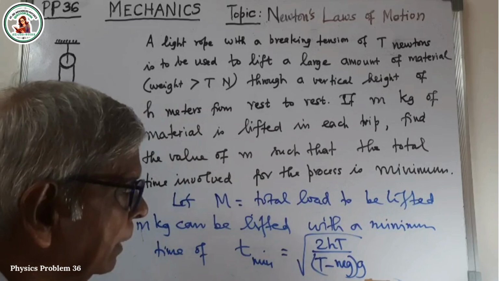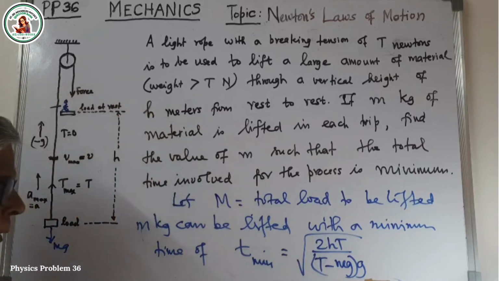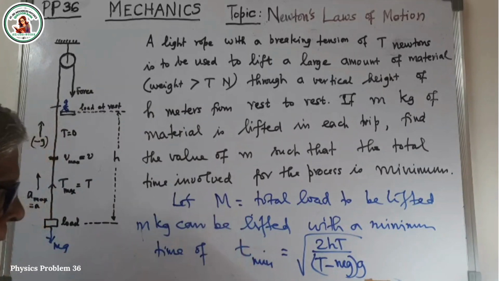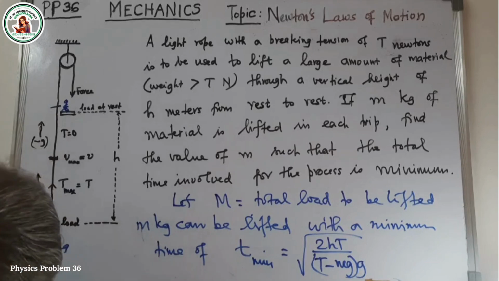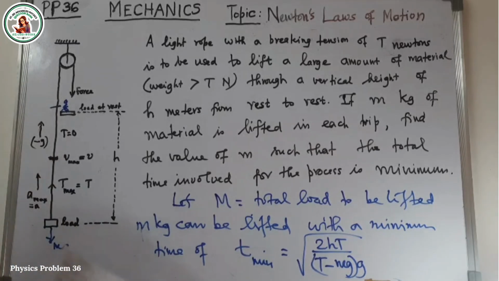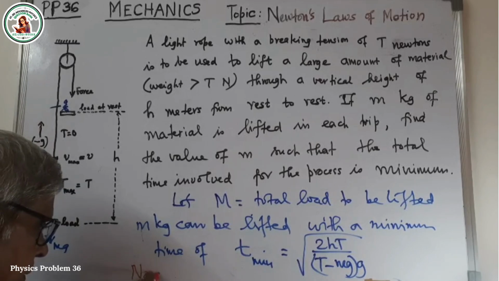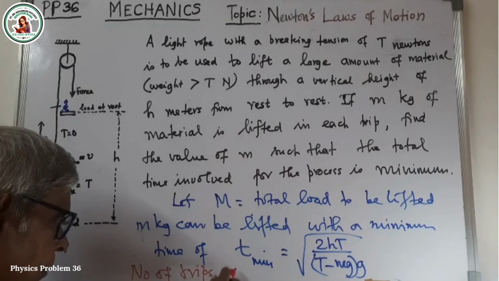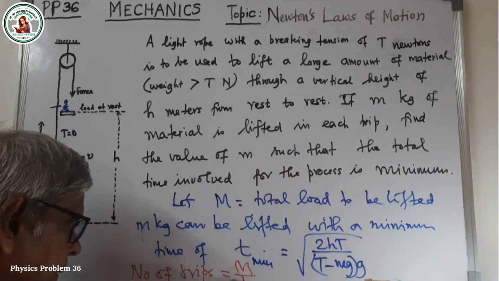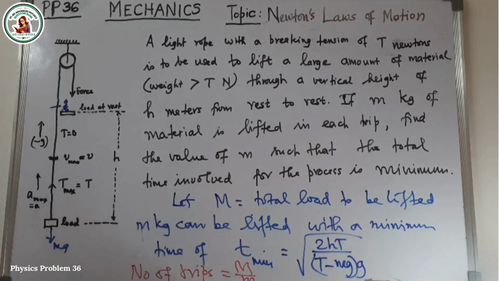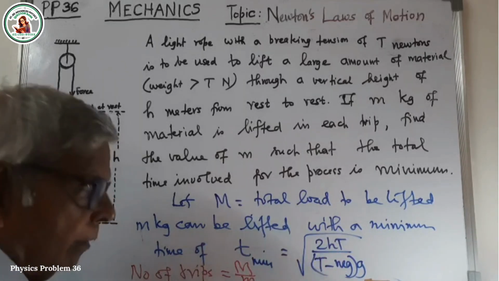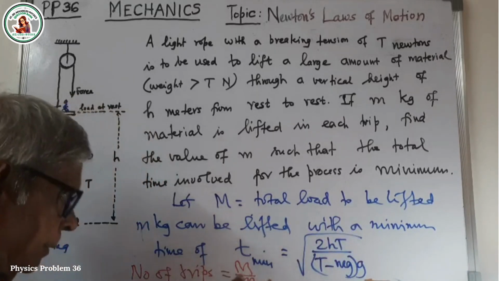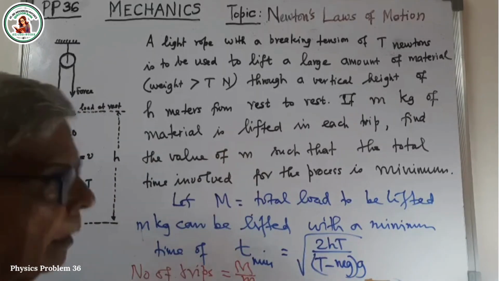So the number of trips will depend on capital M, the total mass, divided by m. I will make a note of that here itself. Number of trips is equal to capital M divided by small m. So that many trips we have to make. The total time will be the product of this minimum time for a single trip times the number of trips. That total time is to be minimized.